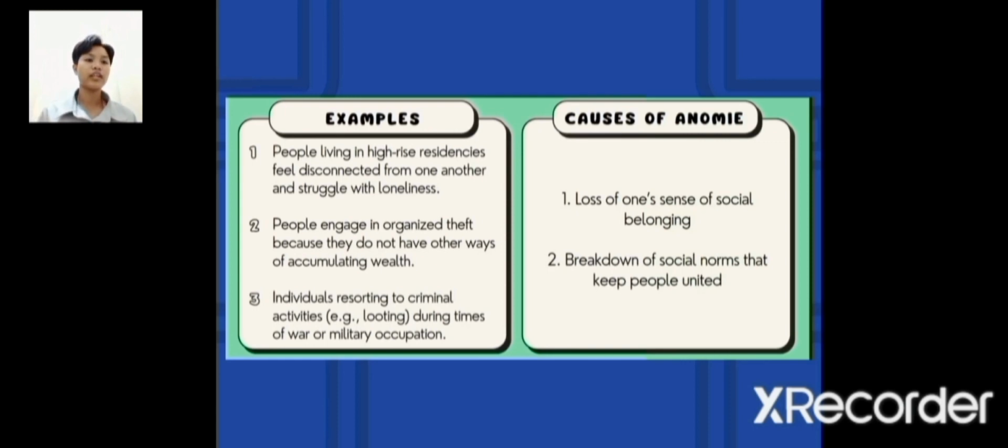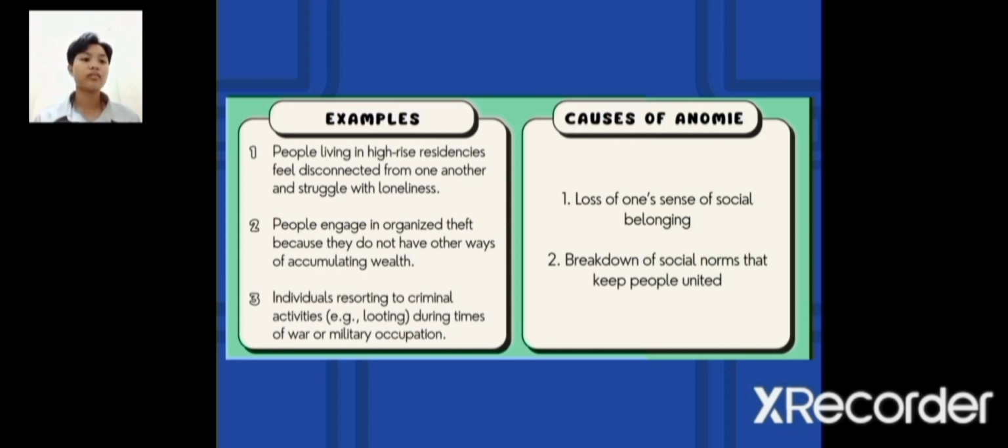So, I have here causes of anomie and examples. Cause of anomie: loss of one's sense of social belonging. Example, people living in high-rise residencies feel disconnected from one another and struggle with loneliness. They feel they are cut off from their social group or circle.